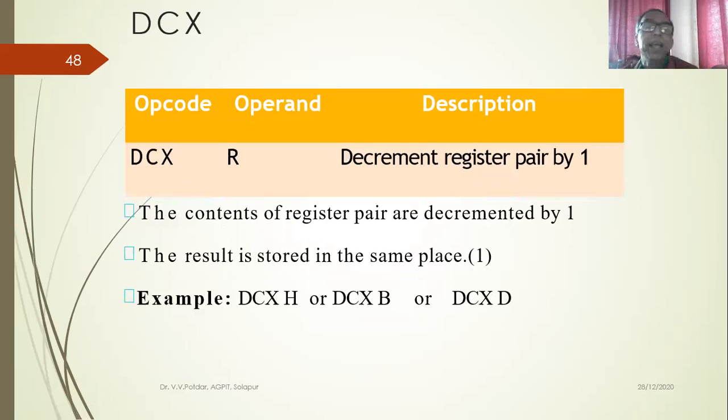Then DCX, operand is R. Decrement register pair by 1. The contents of the register pair are decremented by 1. The result is stored in the same place. Example is DCX H or DCX B or DCX D.